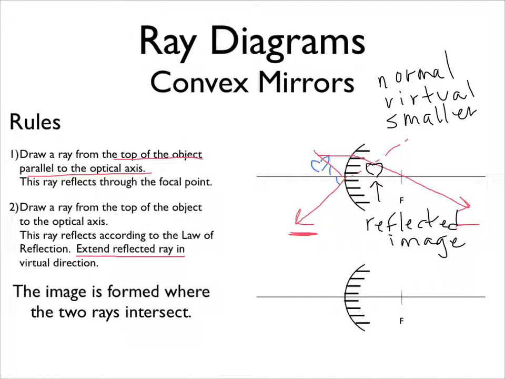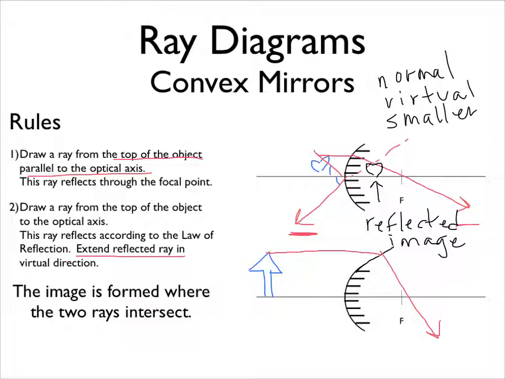And so we'll do it with an arrow this time. We'll put our little arrow out here. All right, so we're going to follow our rules again. Draw a ray from the top of the object parallel to the optical axis. I may have made this one a little too big. Let me extend my mirror here so I have something to reflect it off of. All right, so from the top of the object, parallel to the optical axis, and then we're going to reflect it through the focal point. So it's going to go down this way.